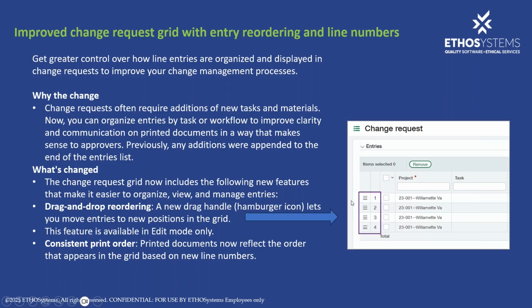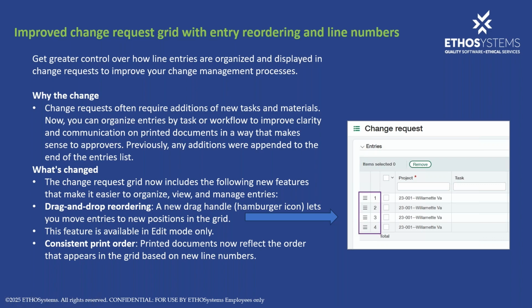But if you've been using Sage Intacct, you know that you can grab these grab bars and reorganize list views and move things around. We weren't able to do that here before. So when you're getting all of those additions of new cost codes and materials, now you're going to be able to organize your entries by cost code or by workflow. That's big for us, right? We wanted that. That is going to greatly improve the clarity and communication onto your printed document templates, like your schedule of values, those types of things.